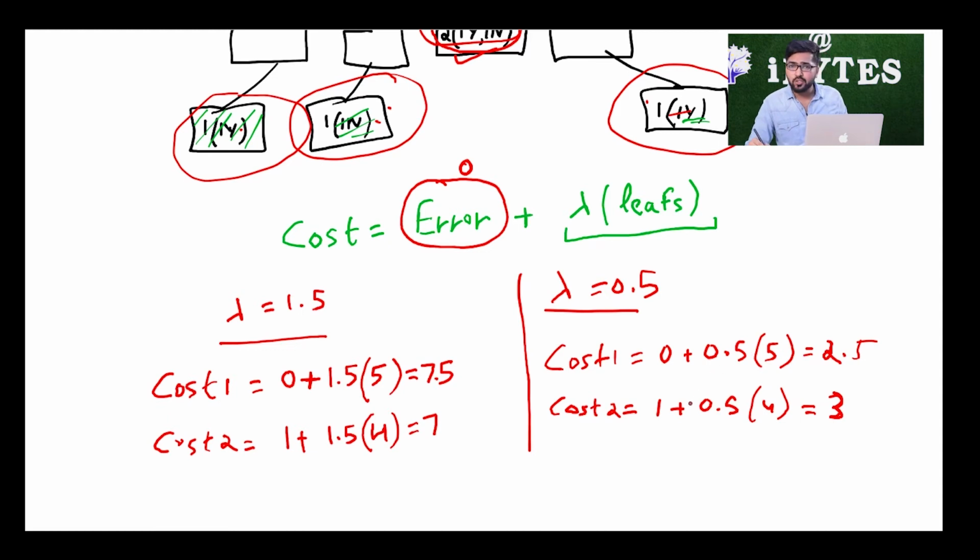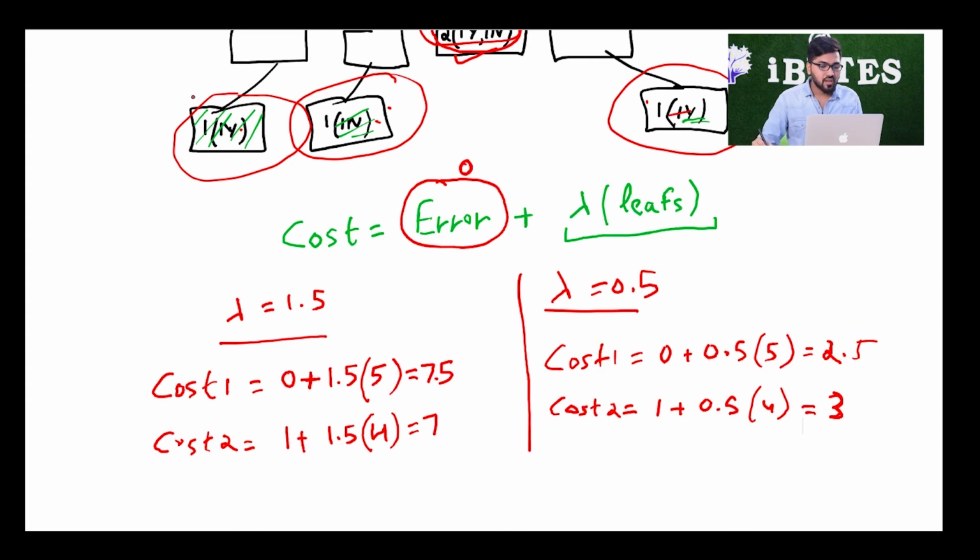So, we have basically taken 2 cases of lambda. For simplicity, I have taken lambda equal to 1.5, and in the other case I have taken lambda equal to 0.5. Then I have taken the cost before pruning and the cost after pruning in both the cases. So, what is our aim? Our aim always is to minimize the cost.